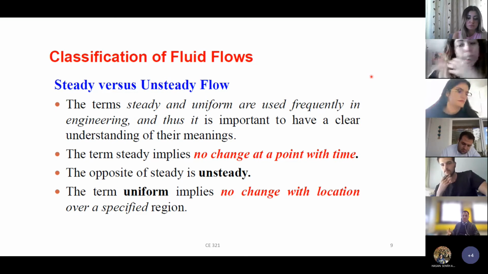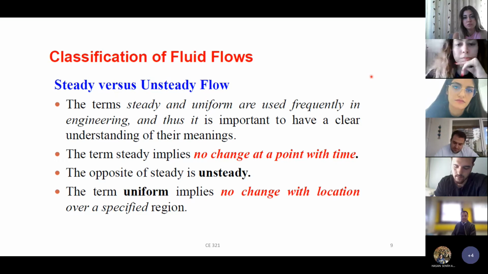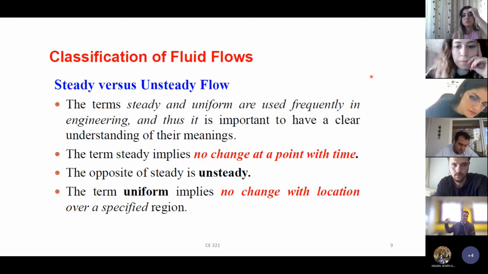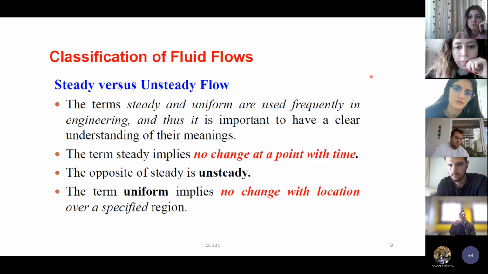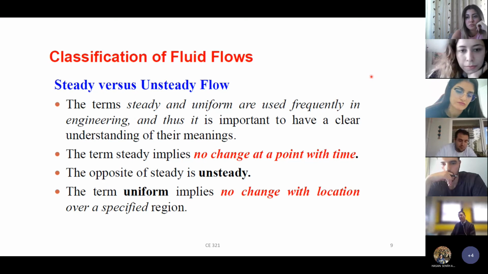The other class of flows are called steady flow versus unsteady flow. We talked about steady and unsteady flow in our hydrology course, but here you can see that the term steady is used when there is no change at a point of the fluid by time. For example, you have water motion within a pipeline. At one point of that pipeline, at different times, the velocity is constant, for example, or its pressure is constant. It is called steady flow. By contrast, if at different times the flow characteristics, such as velocity, vary, it is called unsteady flow.